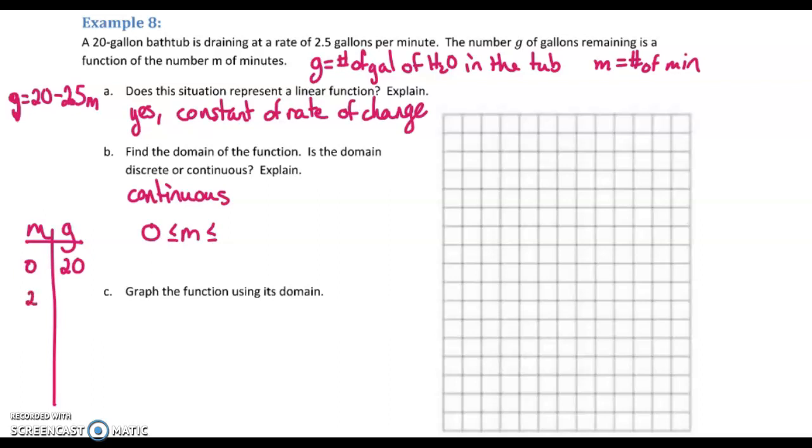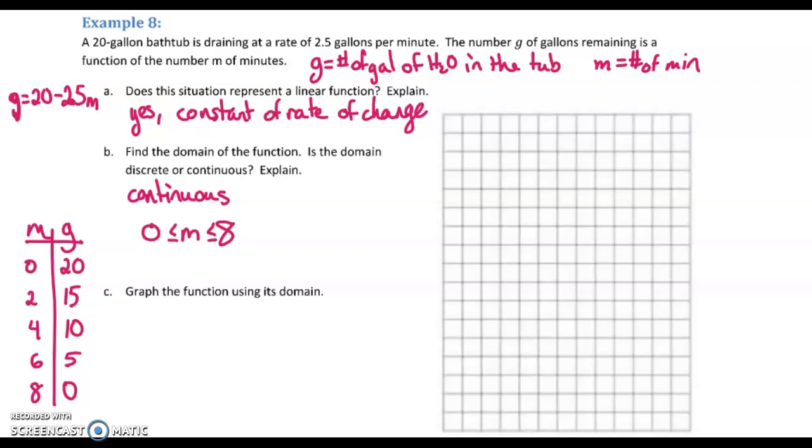If I let it drain for 2 minutes, if you plug 2 in, 20 minus 2.5 times 2, that's 15 gallons left in the tub. Let's try 4. If I plugged in 20 minus 2.5 times 4, that's 10 gallons. Let's try 6. All right, that's 5 gallons. And 8 is 0 gallons. I can't drain it more than 8 minutes because at 8 it's empty. If you keep draining it, nothing's changing. There's just no water and you can't have negative gallons. So that's why the domain goes from 0 to 8.